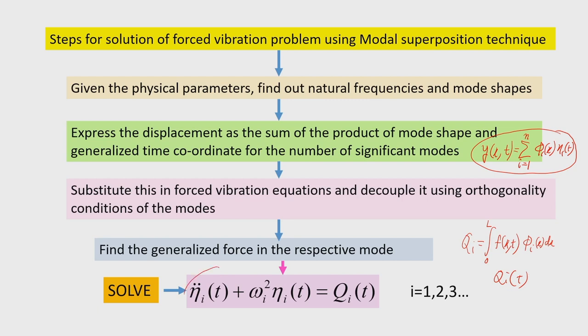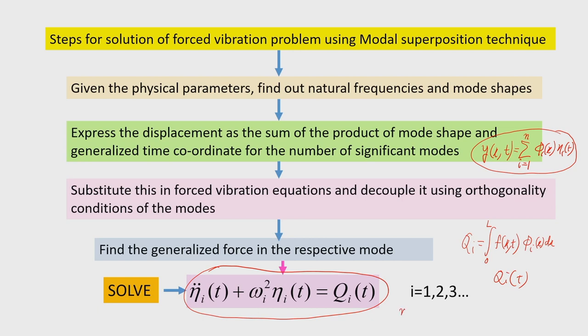So, this equation is a non-homogeneous ordinary differential equation with constant coefficient. Here you can see, because of the normalization procedure with respect to mass, we are getting coefficient 1. Otherwise, some coefficient other than 1, also known as generalized mass, may come. But here we have adopted a technique to find a mode shape normalized with respect to mass. Omega i is the ith natural frequency of the string. So this is the system equation that we now have to solve.